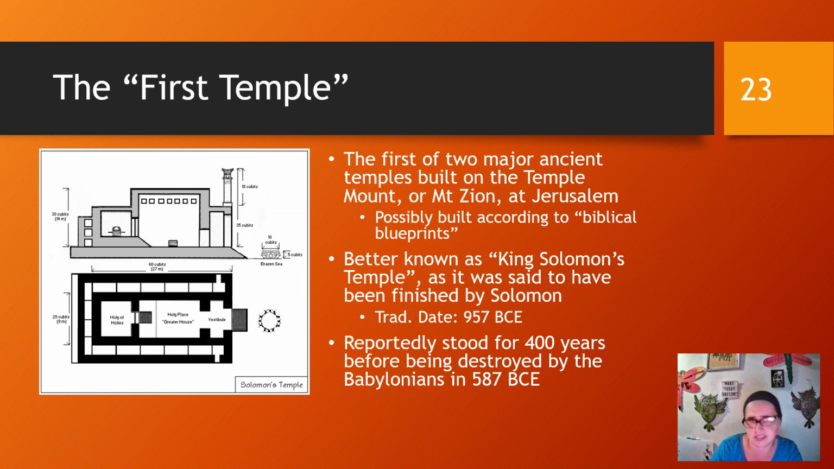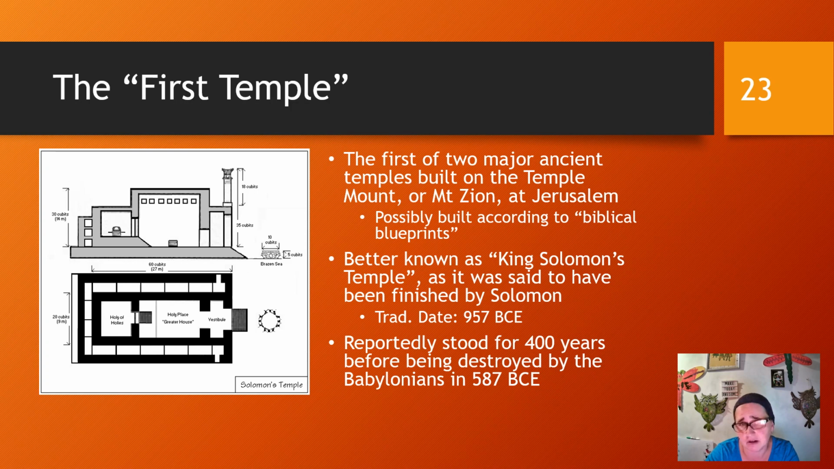Now, the first temple, as I said, David established the altar at Zion, but only his son was allowed to build the temple. David was a man of war, so he was not allowed to build the first temple, according to the Bible. But his son Solomon, being a wise person, being a man of letters, and not being a man of war, was actually able to build the first temple.